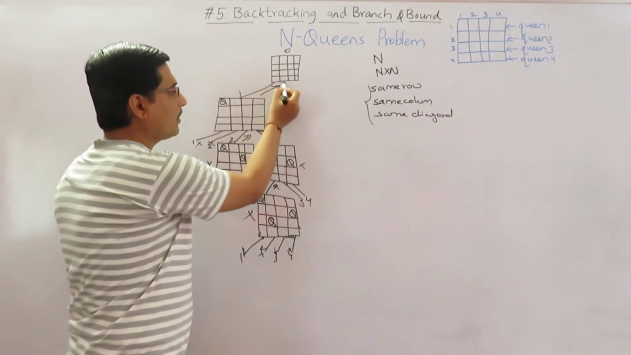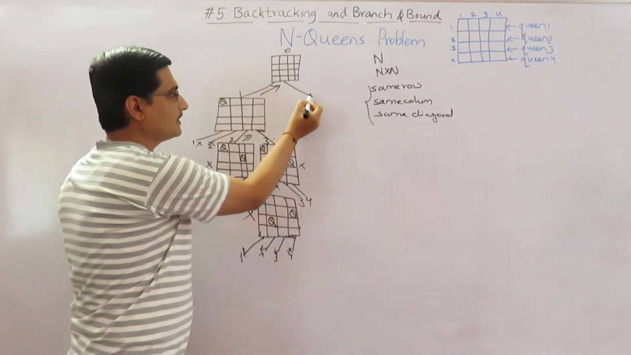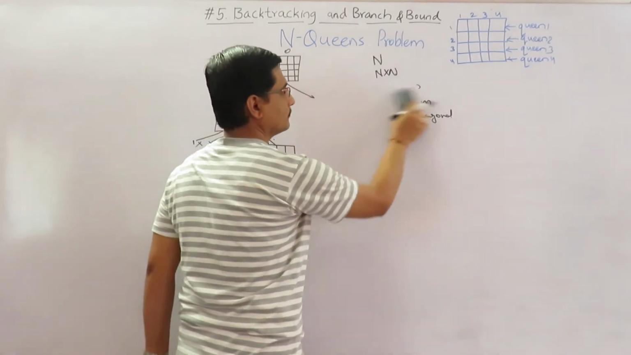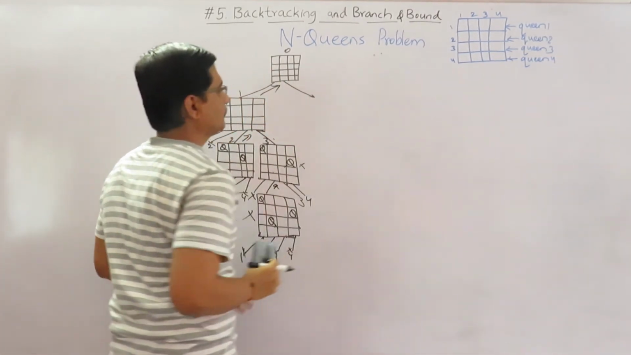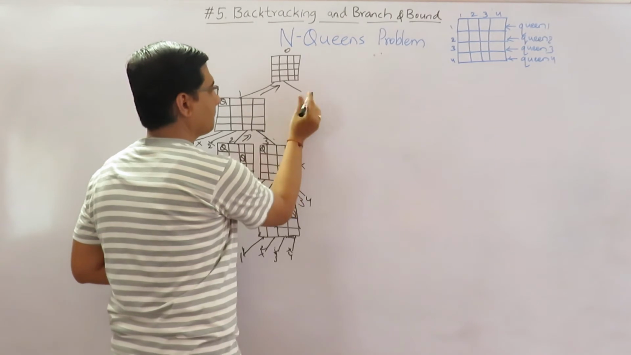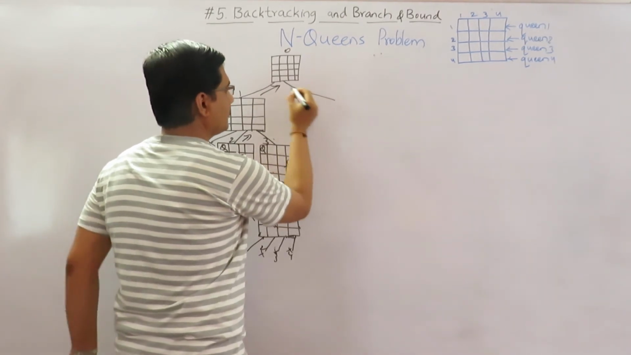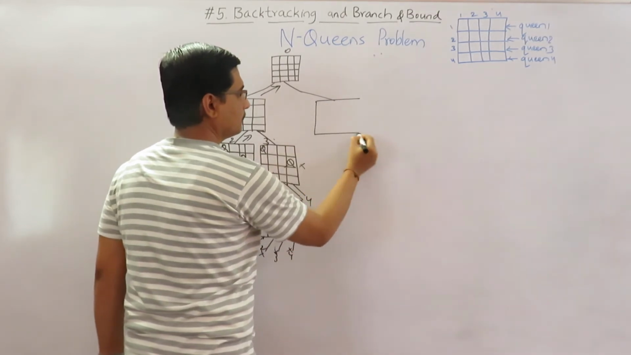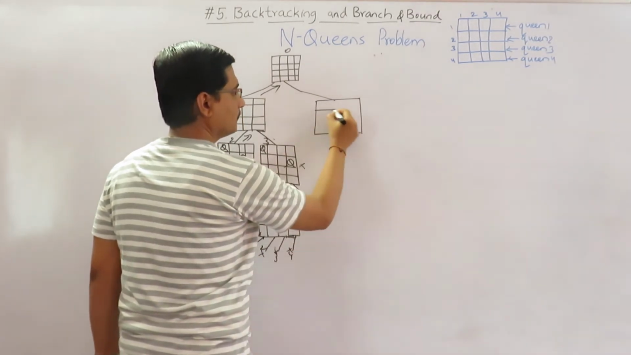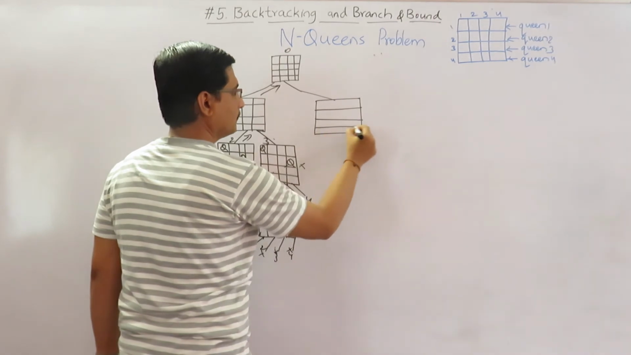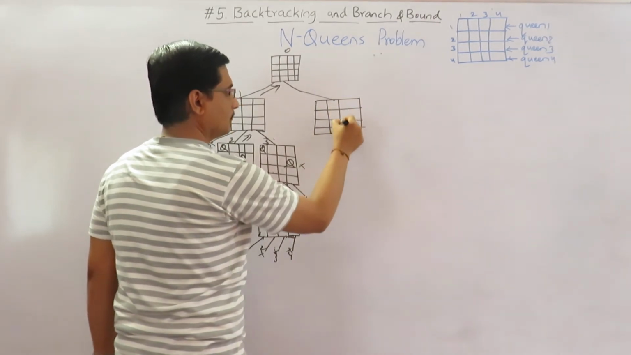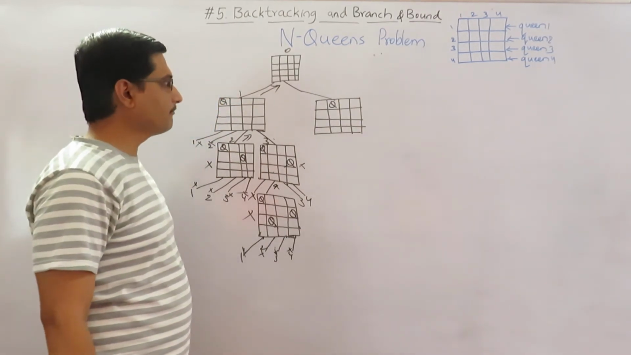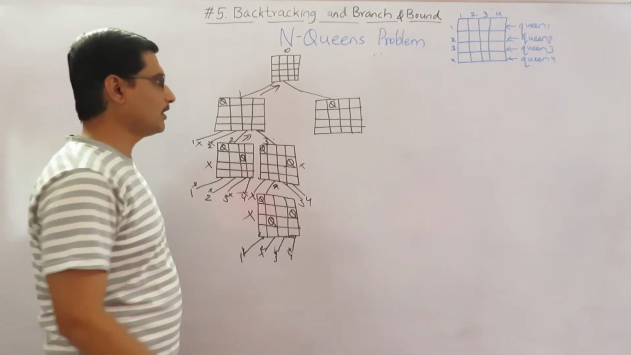So we need to go for placing the first queen in the second column now. I have placed the first queen in the first row, second column.